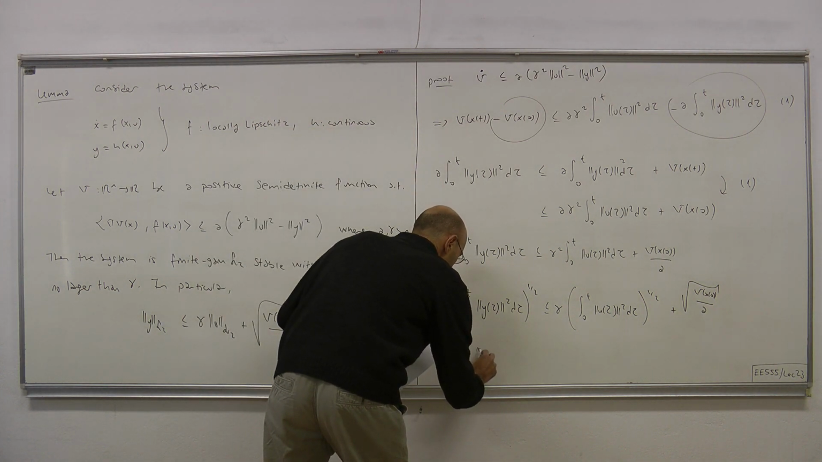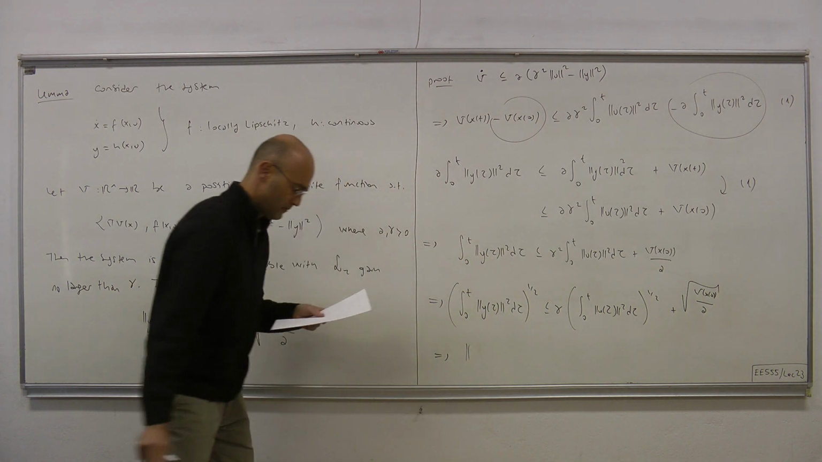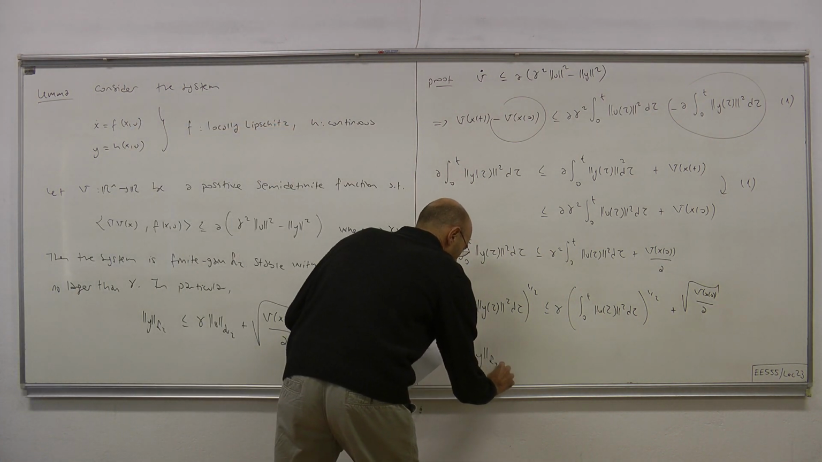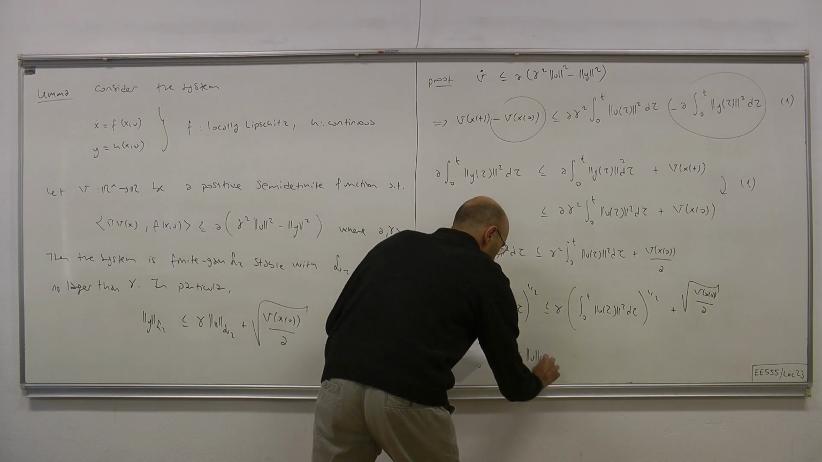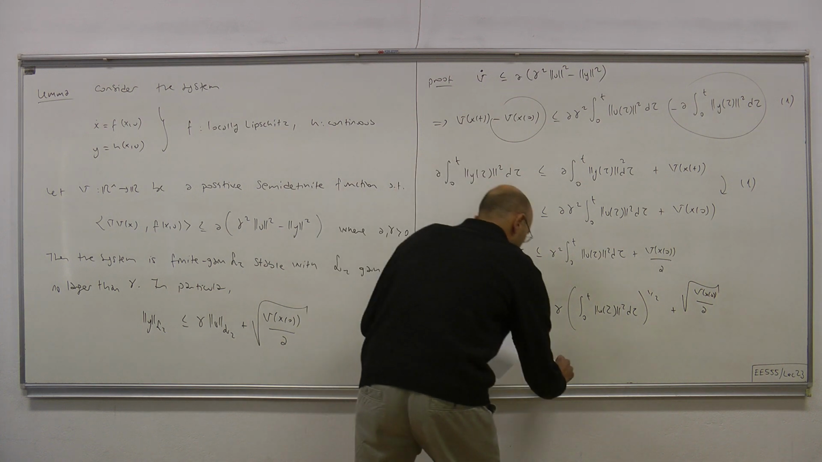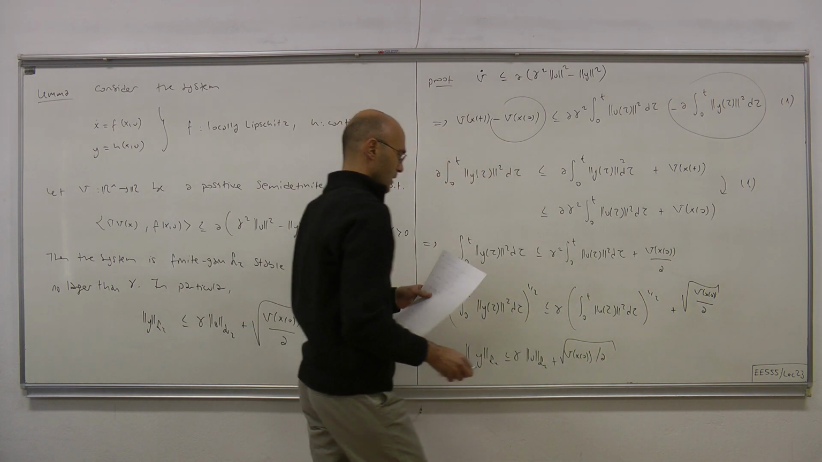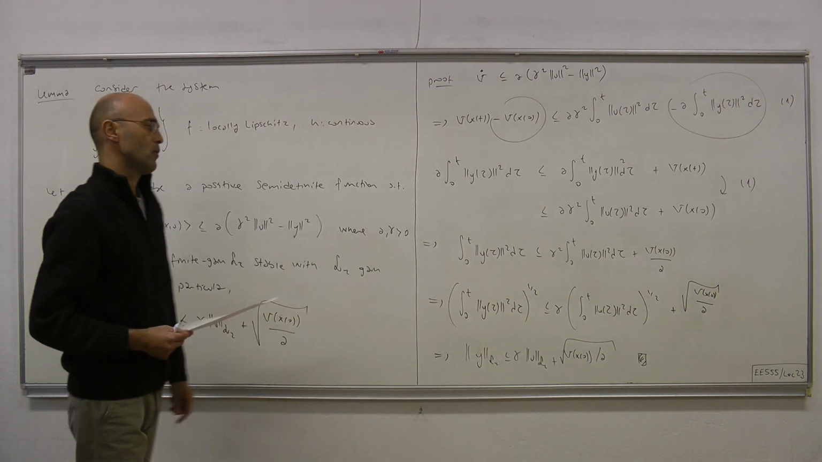Hence, the L2 norm of the output is less than or equal to gamma times the L2 norm of the input plus the square root of V of x of 0 over a. And that completes the proof.